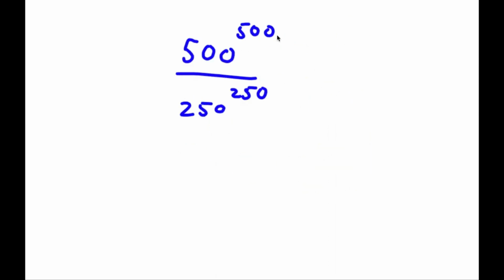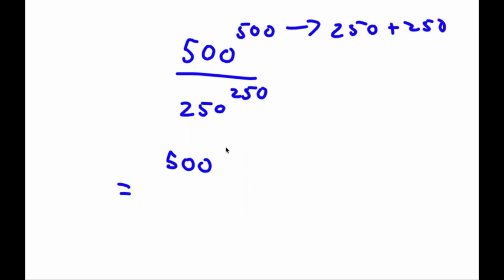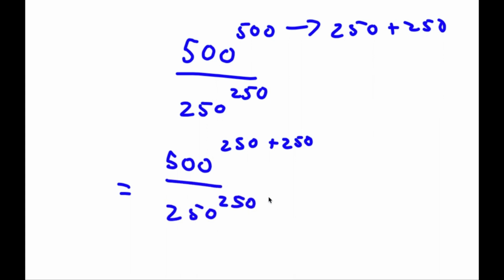500 to the power of 500 over 250 to the power of 250. So now this can be written as 500 to the power of 500 here. This is the same thing as 250 plus 250. So now I have 500 to the power of 250 plus 250 over, I'm not going to change anything for now, 250 to the power of 250.